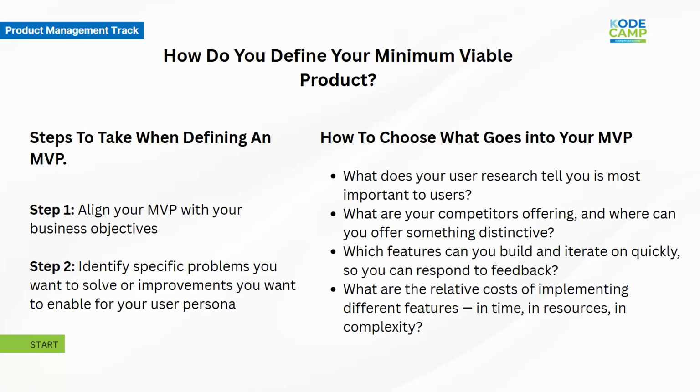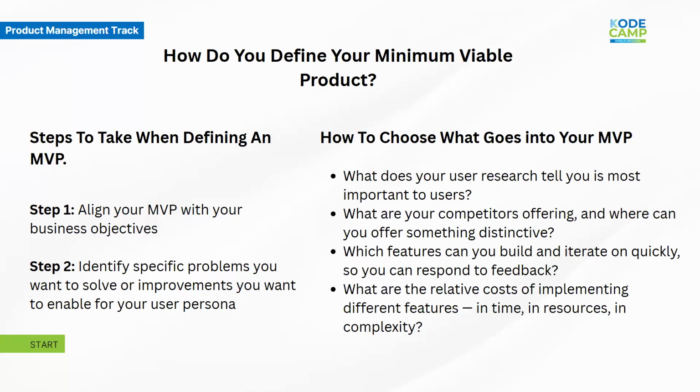Now we have step one, which is make sure your planned MVP aligns with your business objectives. This is the first and most critical step, and yet it's the one that is so often rushed over or overlooked. Before you start listing out features, or before you even start sketching ideas, you need to pause for a minute and think: does this MVP actually fit where the company is trying to go right now?